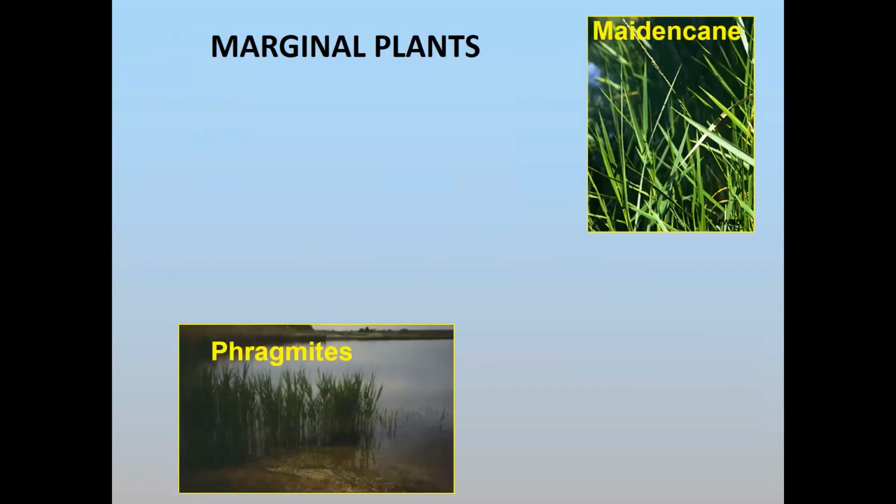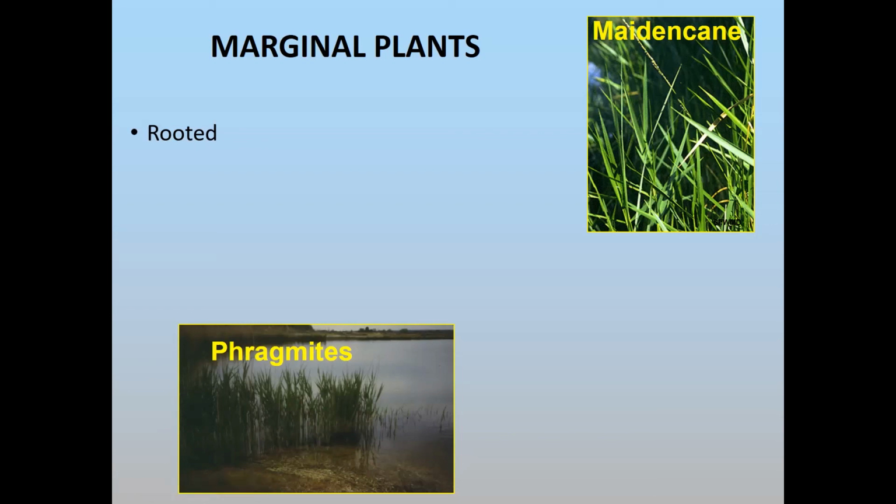And again, you have the marginal plants. An example earlier was the cattail. In this case, there's Phragmites here on the bottom. And it, again, can be pretty invasive and cover up the whole perimeter of the pond.